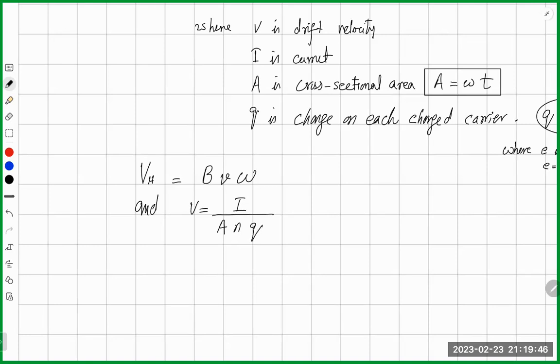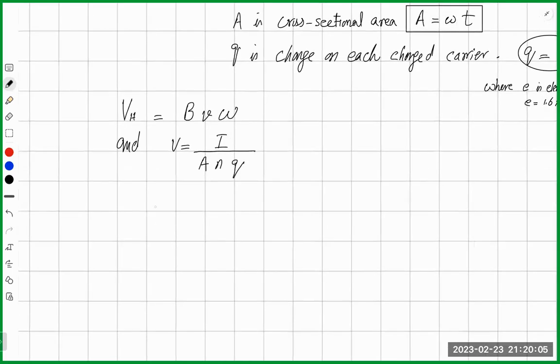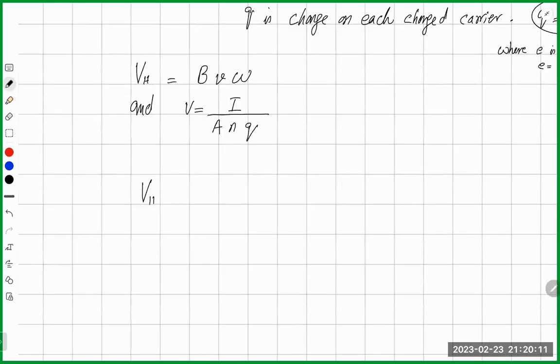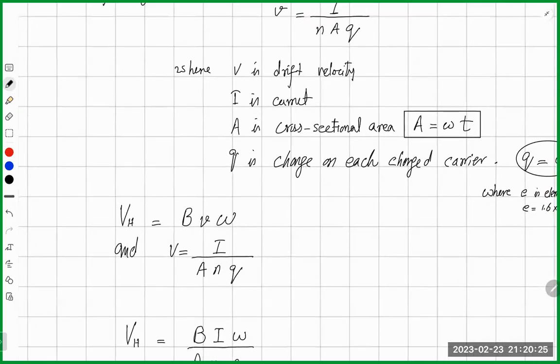I need a formula of Hall voltage that does not have W in it. So let's start. First of all, I will make current. The drift velocity is replaced with its formula. So Hall voltage will become BIW over ANQ. Oh, I did not mention what N is.